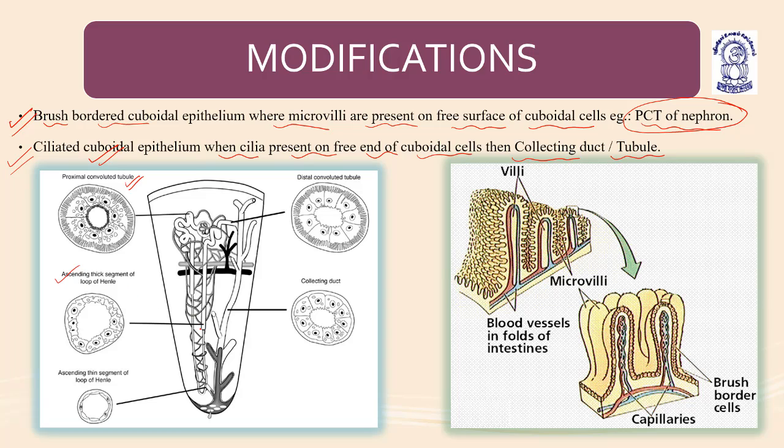Ascending thick segment of loop of Henle, which you can see has simple squamous epithelium. Ascending thin segment of loop of Henle. Collecting duct, ciliated cuboidal epithelium. Collecting duct, sorry, distal convoluted tubule. The collecting duct also has ciliated cuboidal epithelium. Ciliated cuboidal epithelium is present in the distal convoluted tubule, DCT, and the collecting duct part. So you can see the pictures now.